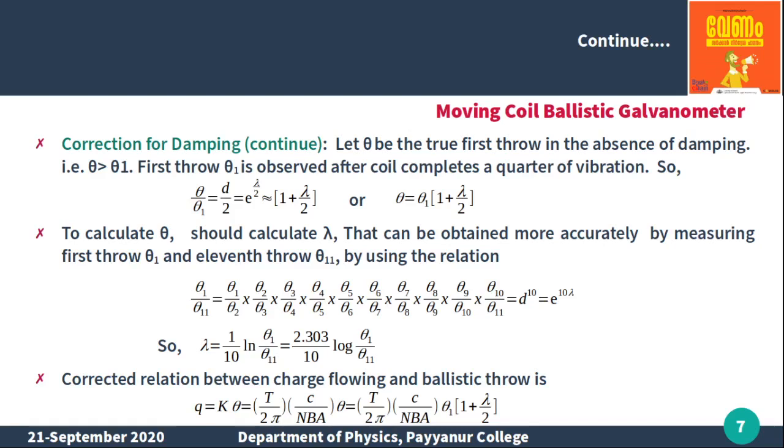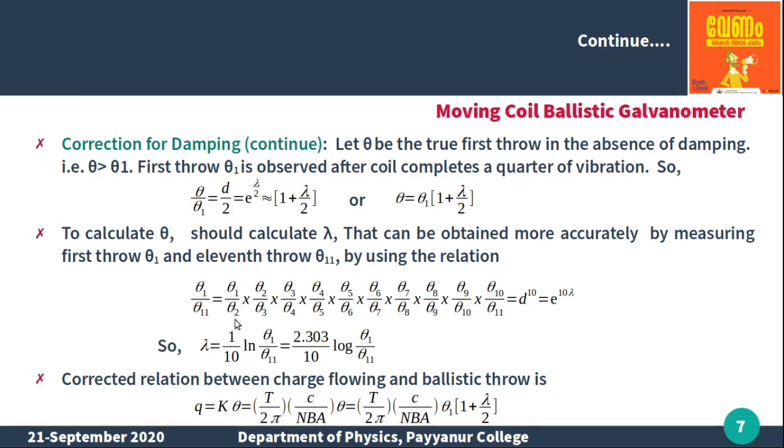Then you take the relation theta 1 by theta 11. That you can write as theta 1 by theta 2 into theta 2 by theta 3 into theta 3 by theta 4 into theta 4 by theta 5, like that into theta 10 by theta 11, because all these will cancel. Only theta 1 by theta 11 remains. But you will get 10 ratios: 1, 2, 3, 4, 5, 6, 7, 8, 9, 10.